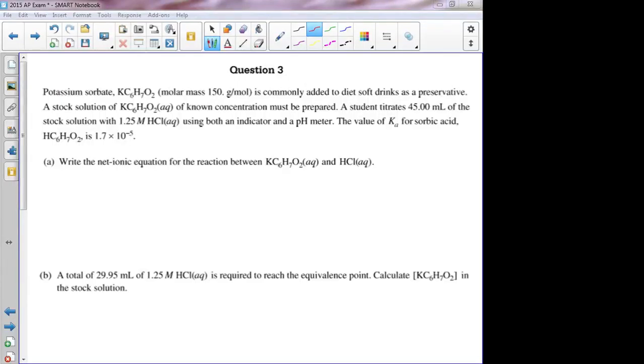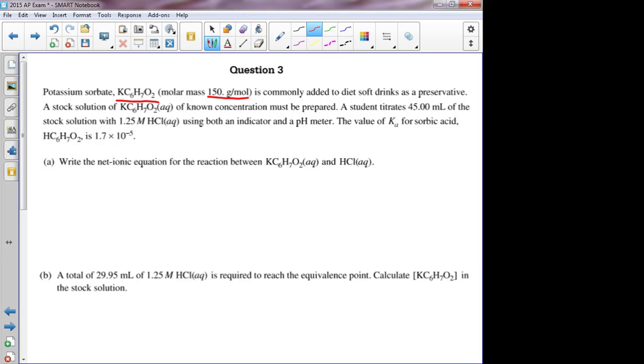All right. So now let's go ahead and talk about this one. Potassium sorbate. They give us the formula. They give us the molar mass. It's commonly added to diet soft drinks as a preservative.